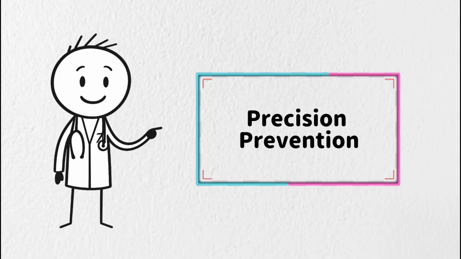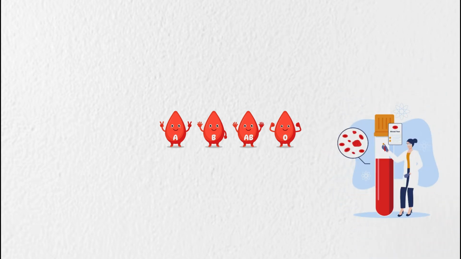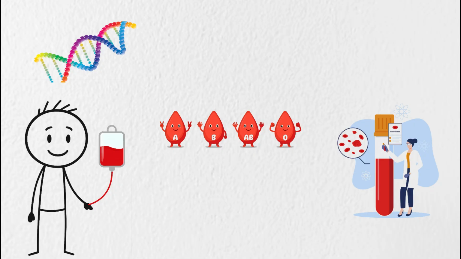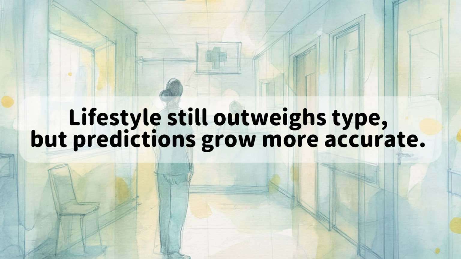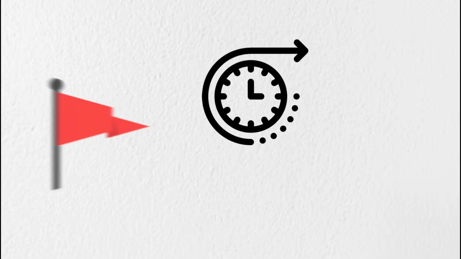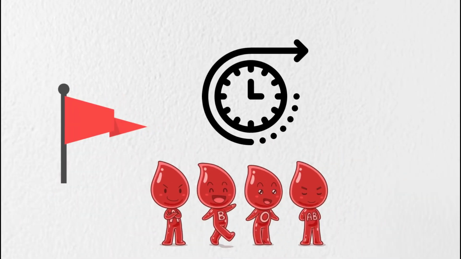Precision prevention. Blood type refines medical risk profiles. When combined with genetic data, it guides personalized health strategies. Lifestyle still outweighs type, but predictions grow more accurate. Future diagnostics may flag subtle risks unique to each blood type.